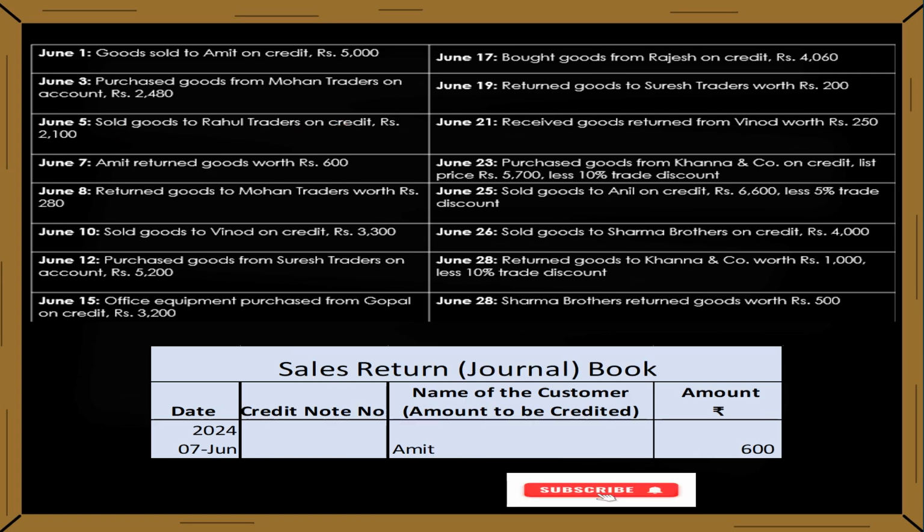On June 7th, Amit returned goods worth rupees 600. Now Amit has returned goods. Already we have sold him goods. So now we have to open sales return journal book. The sales return journal book format is as follows.